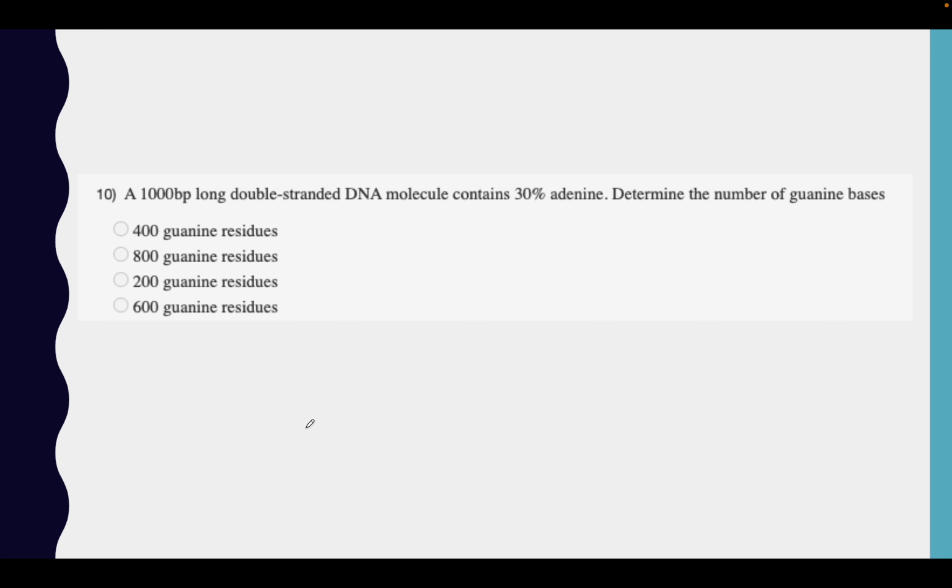Moving on to the next: a 1000 base pair long double-stranded DNA molecule contains 30% adenine. Determine the number of guanine bases. This is easy.